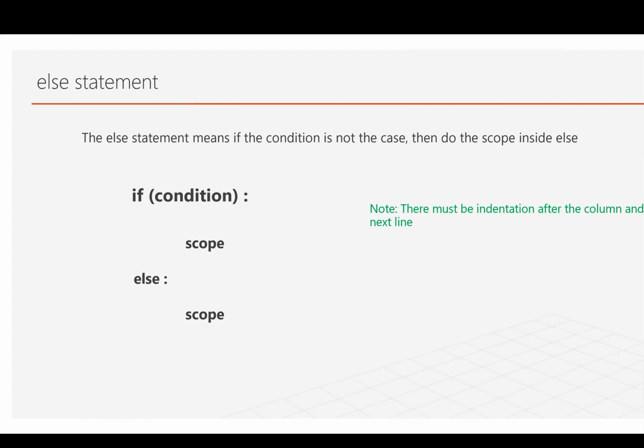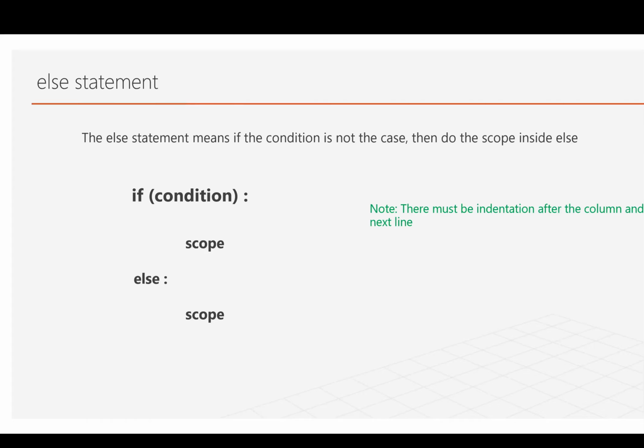Continuing on the conversation on decision making, we mentioned if in the last video. The else statement means if the condition is not the case in the if statement, then do the scope inside the else. So it's an if and else situation. So check out this example.